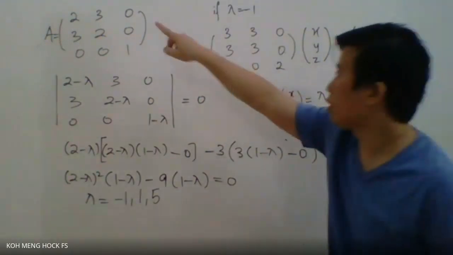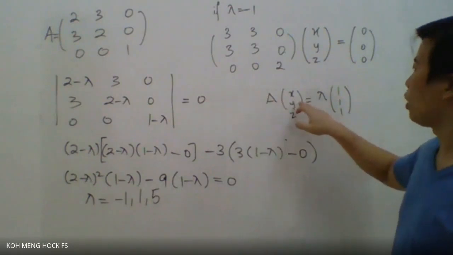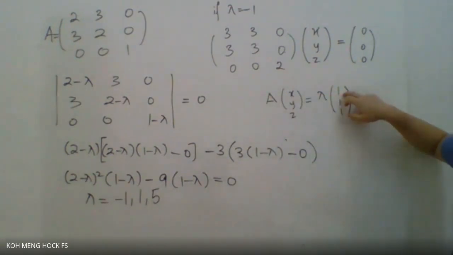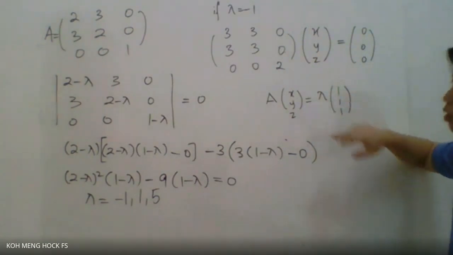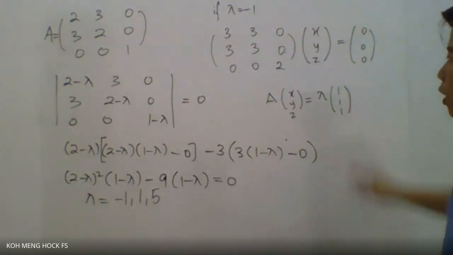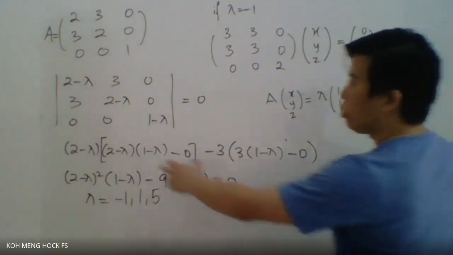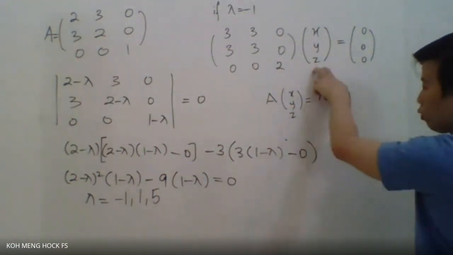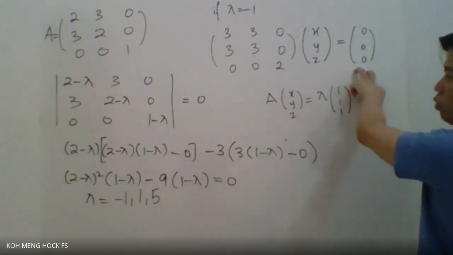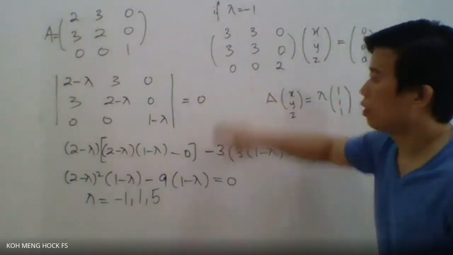This is a square matrix, right? So it means you take 2 times x plus 3 times y equals to lambda 1. So if lambda equals -1, this is going to be -1. So that is one way that you can use to find the eigenvector. Or the other way is you use this form, and then you multiply by the eigenvector that you want to find, but this is going to be equal to 0. So this is the first way that I do.